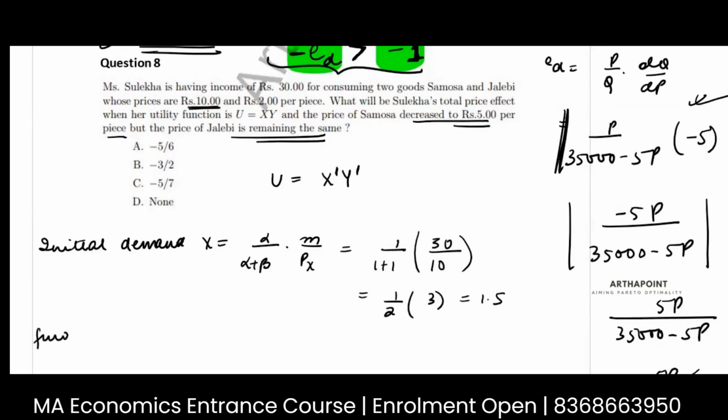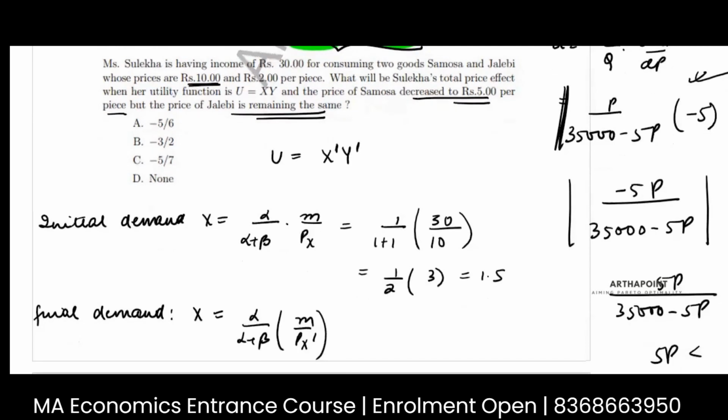What will be the final demand? So X is equal to alpha upon alpha plus beta, M by Px dash. The new price is given as 5. So it will be 1 upon 1 plus 1, 30 by 5. So it will be 6 by 2, which will be 3.